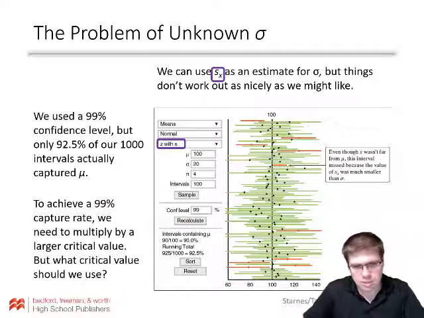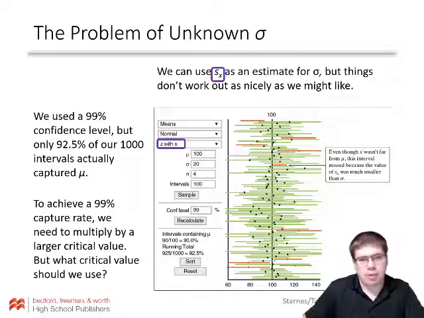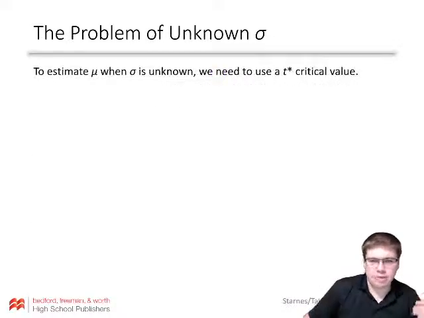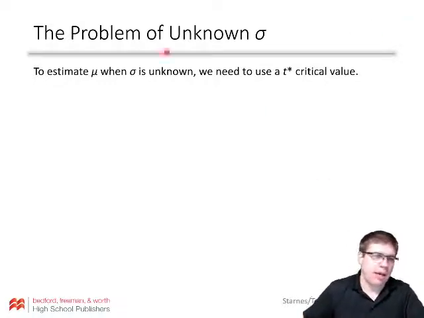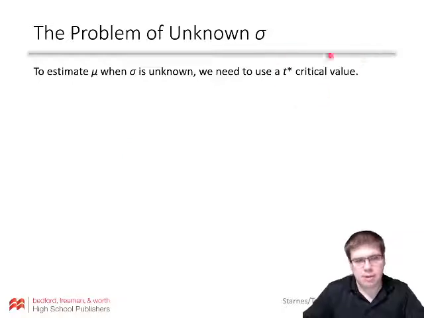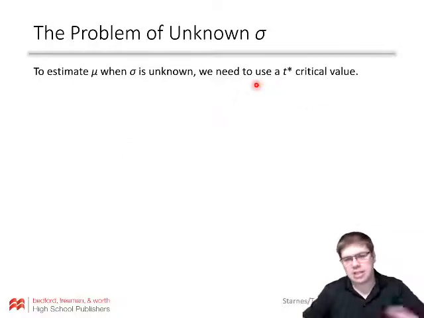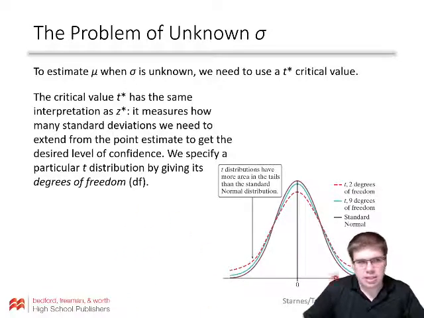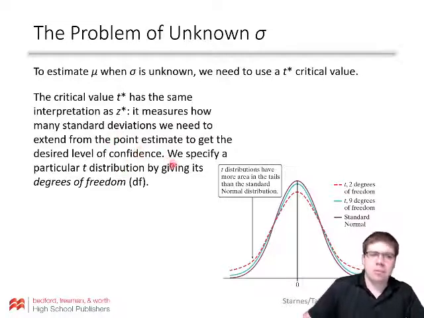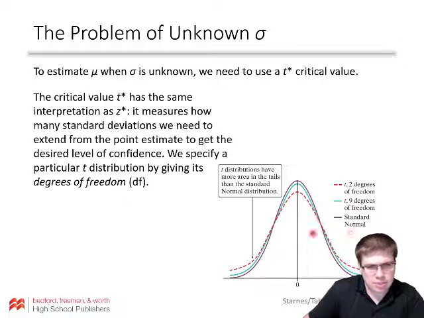But what should we use? This makes the problem a little bit more complex. We're going to have to use t instead. Somebody came up with this t distribution to give us a slightly wider range, and it accounts for that additional error of using s in place of sigma. So the critical value t star has generally the same interpretation as z star. It measures how many standard deviations we need to extend from the point estimate to get the desired level of confidence, and it's just slightly wider.